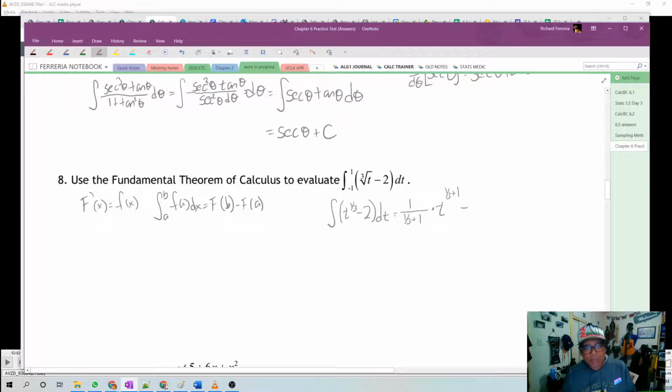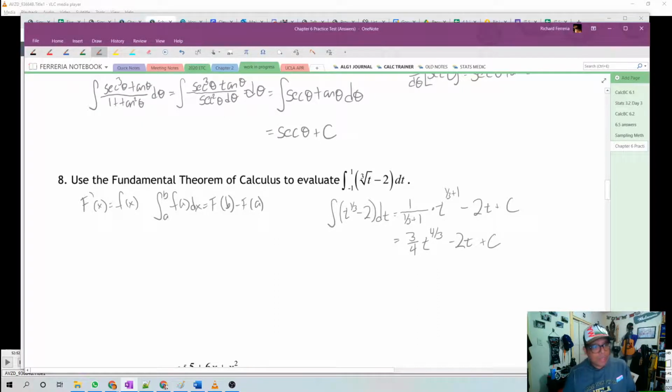That second term, the antiderivative of a constant is a constant multiplied by the variable of integration. So it looks like the only thing we need to simplify here is this first term. 1/3 plus 1 is 4/3, and the reciprocal of 4/3 is 3/4. So this is 3/4 t to the 4/3 minus 2t, plus constant, of course.